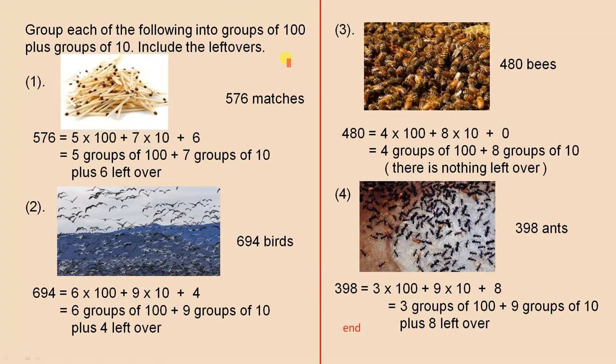Group each of the following into groups of 100, groups of 10, and the leftovers. So we have 3 parts.